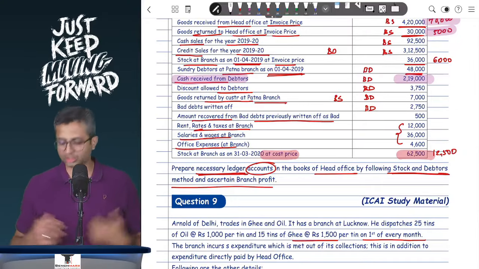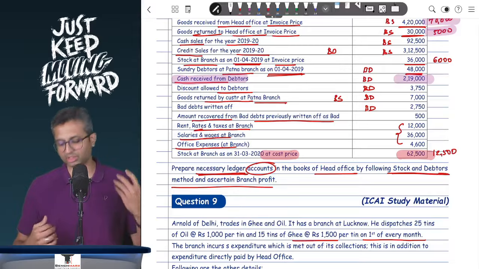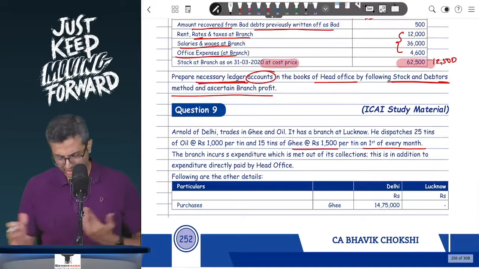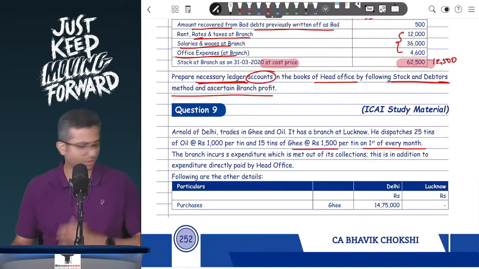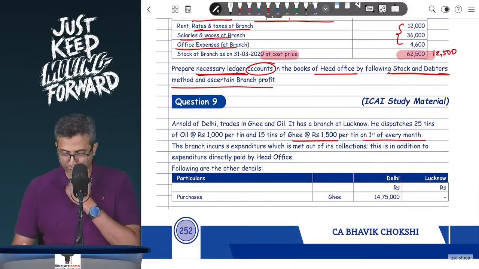Okay, so we'll continue with the branch accounting section. In the last class, we had to cut off at question number 9. So let's get started from there again. So let us review question number 9.